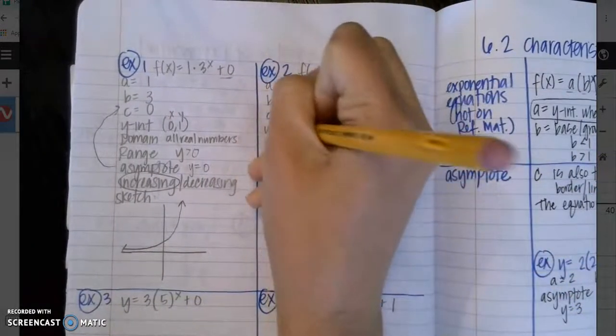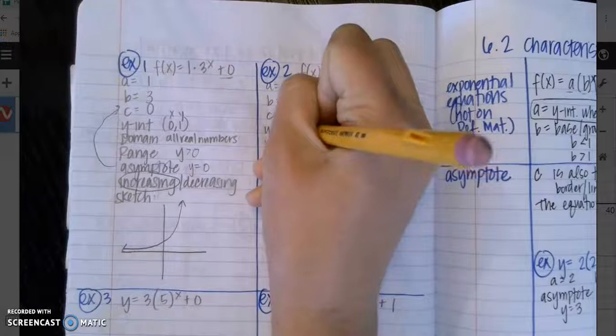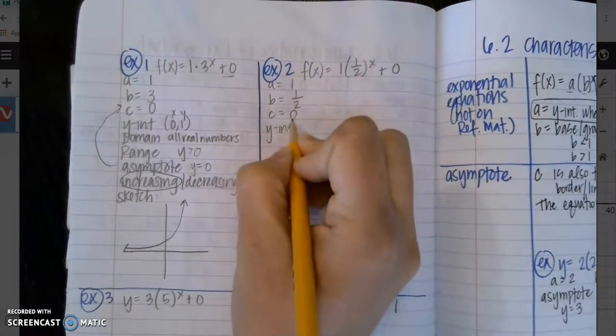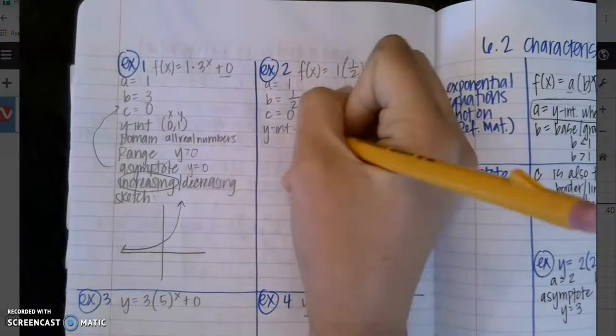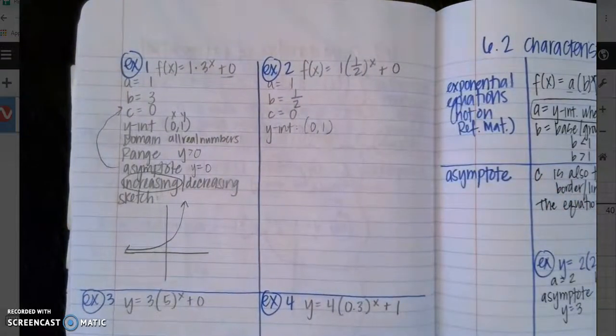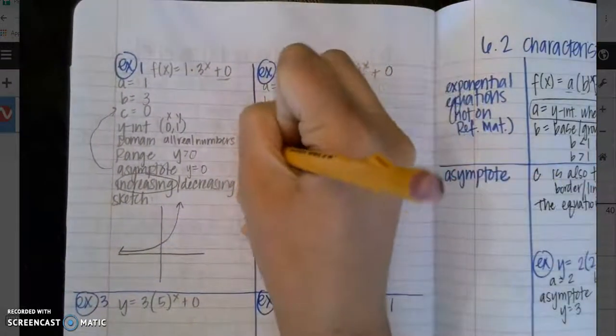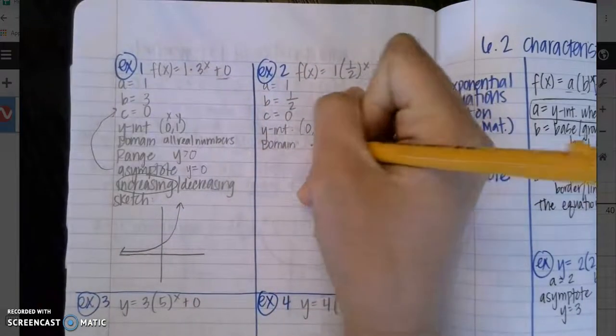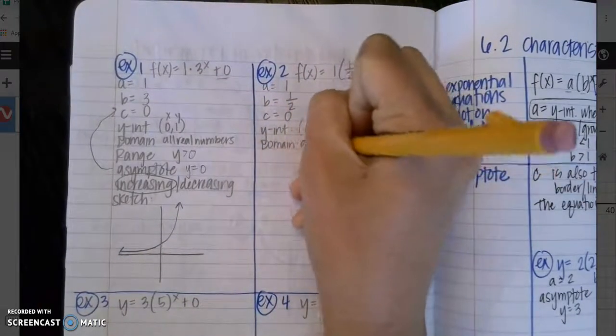My y-intercept, you either can find this by using your graph, or because my C value is 0, my y-intercept is whatever my A value is. And it's 0, 1. Again, you can check this in the graph. We're going to double check this in a second. My domain, you can check this using your graph, but I know that it's all real numbers.